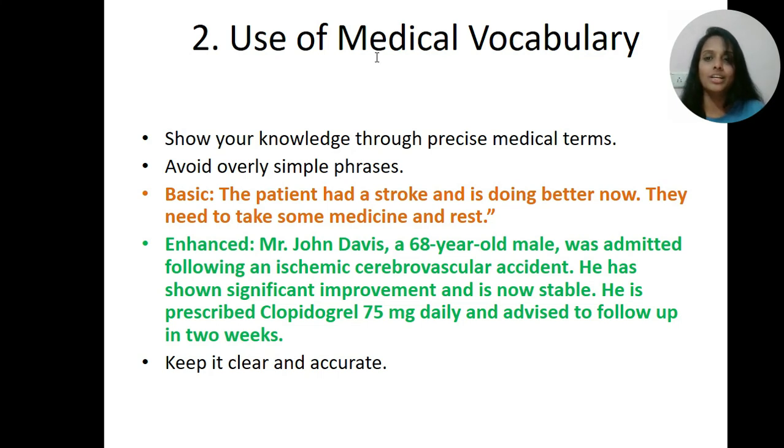See, how does it look? This one sounds much more professional and detailed, right? Because of words like ischemic cerebrovascular accident, clopidogrel and follow up. These words make the letter sound more informed and trustworthy. So, this is the kind of language that you need to use in your OET writing. It shows that you can effectively communicate medical details with precision.